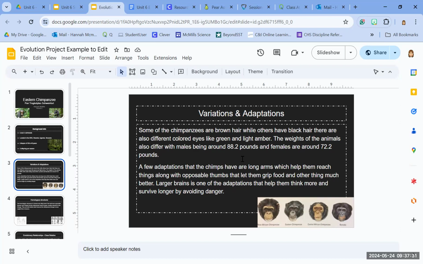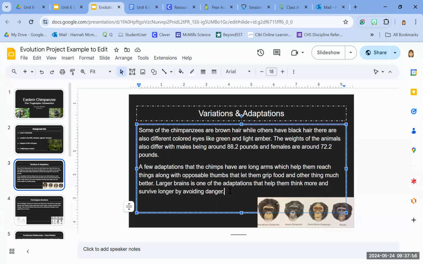I need to know the variations found among members of the species, and variations are slight differences. Like how humans all have different hair color, that's a variation. We also need at least 3 adaptations and an explanation of how each helps the animal survive and reproduce. An adaptation is something that the animal has developed or evolved that allows them to survive. That's different than a variation.